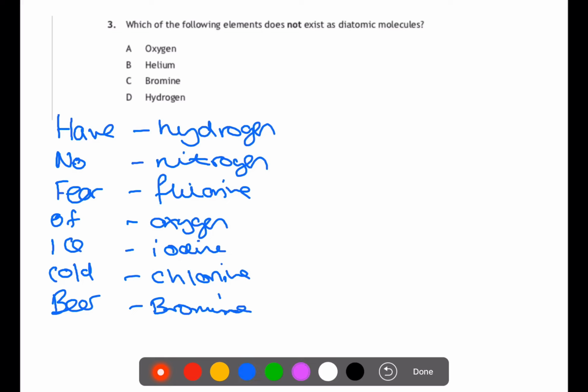If we have a look at the answers, we have oxygen, bromine and hydrogen as diatomic molecules, and then B, helium, which is a noble gas, is not diatomic.